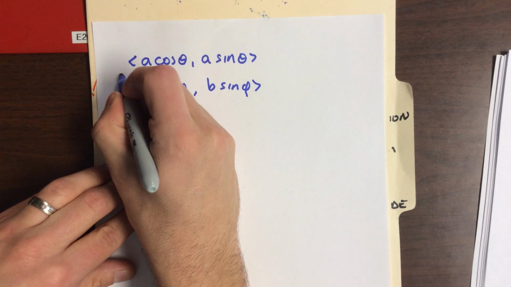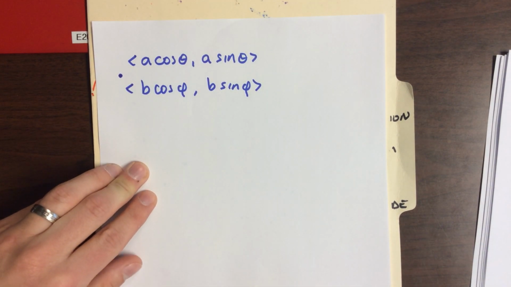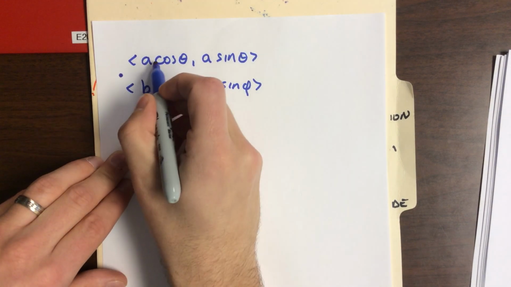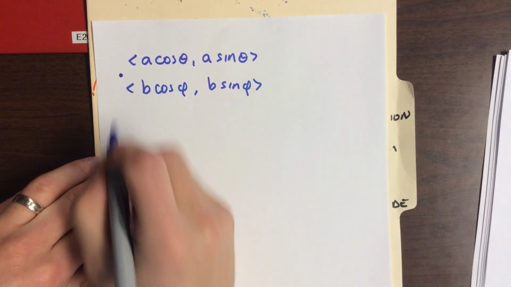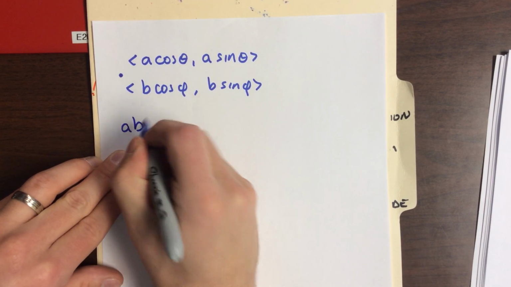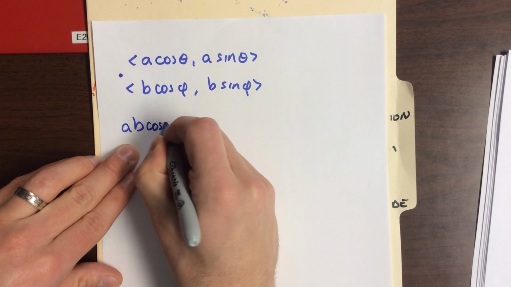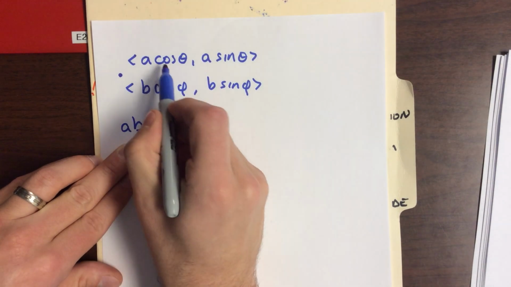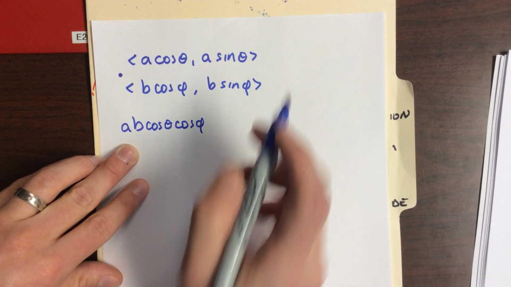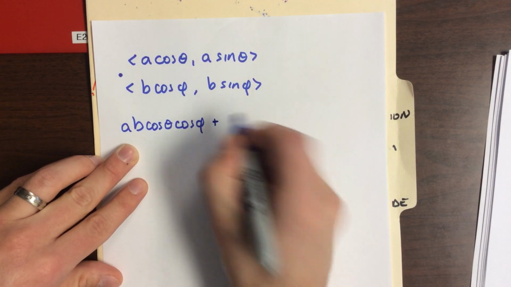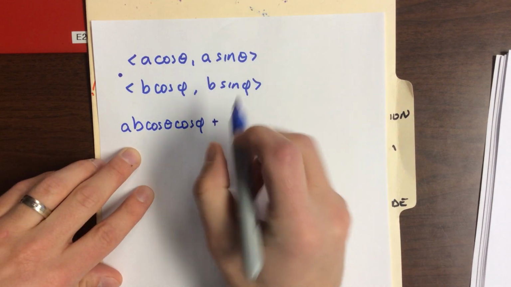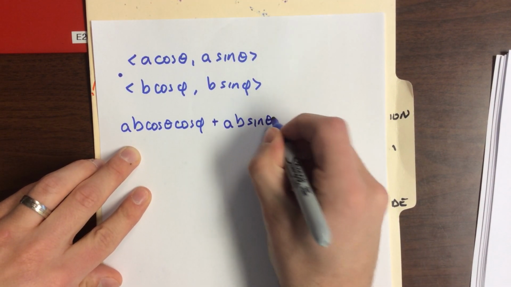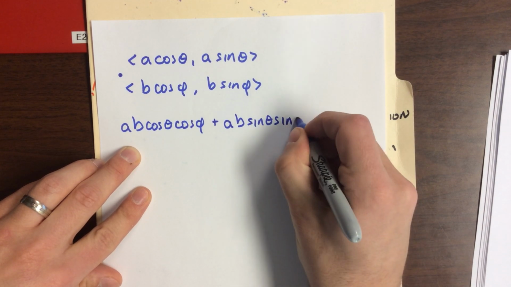What do we get when we dot those two together? We're going to get these two multiplied. We're going to get a, b, cosine theta, cosine phi. This times this, dot product, plus this times this. We're going to have a, b, sine theta, sine phi.